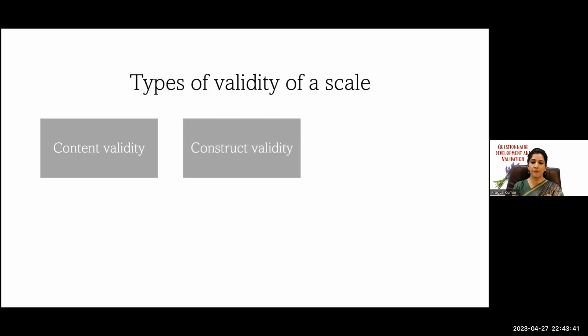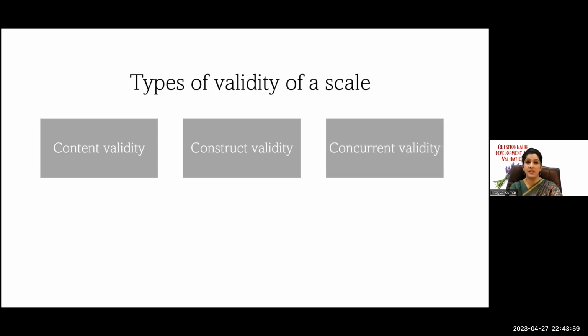The second type of validity is the construct validity. Construct validity is the underlying construct or latent variable which we measure. And this construct validity we measure with exploratory factor analysis, which we'll see. And then there is criterion validity, and one type of criterion validity is the concurrent validity, which we have taken here. So there are three types of validity.